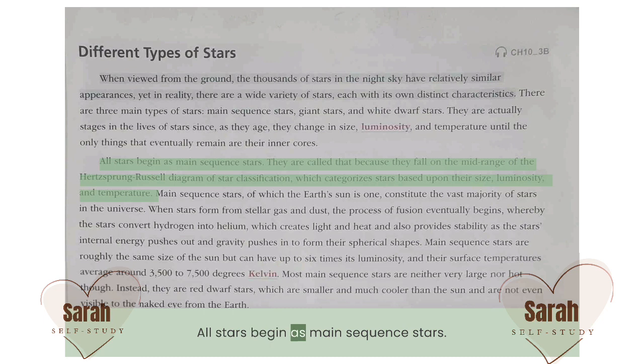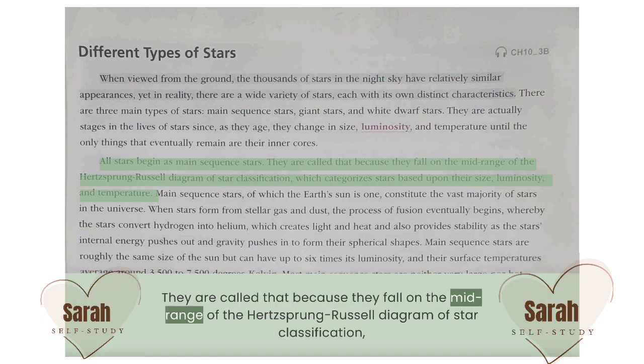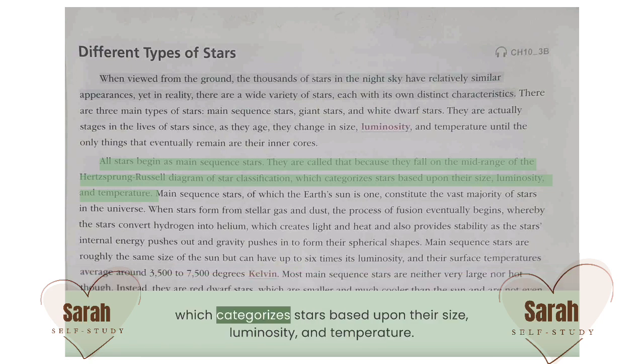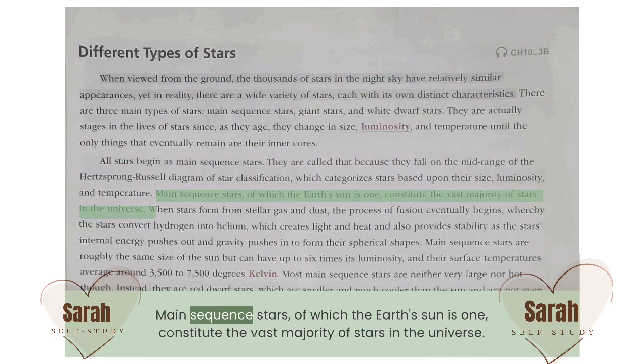All stars begin as main sequence stars. They are called that because they fall on the mid-range of the Hertzsprung-Russell diagram of star classification, which categorizes stars based upon their size, luminosity, and temperature. Main sequence stars, of which the Earth's Sun is one, constitute the vast majority of stars in the universe.